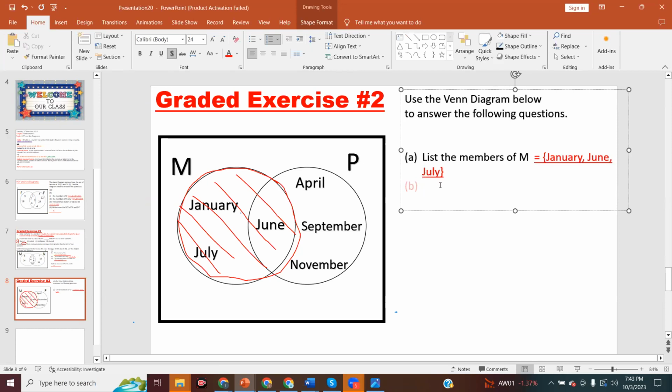again, before you put it in your book, answer inside the chat for me, please. Describe the members of M. Remember, sometimes they ask you to describe the members. So describe, tell me about the members of M. Put your answer inside the chat, please.